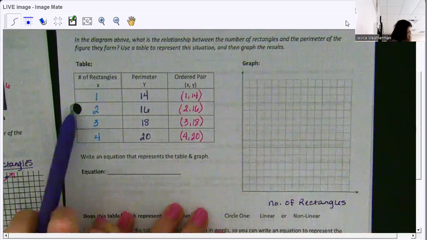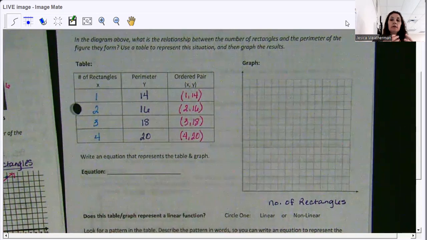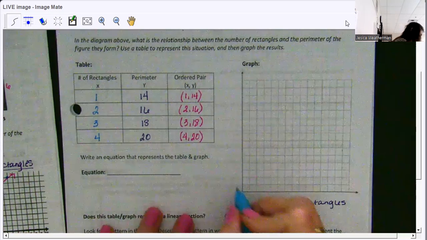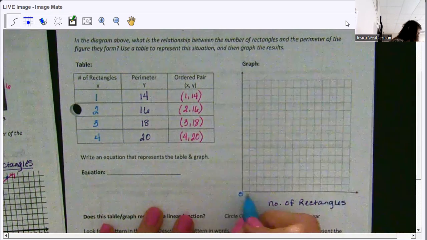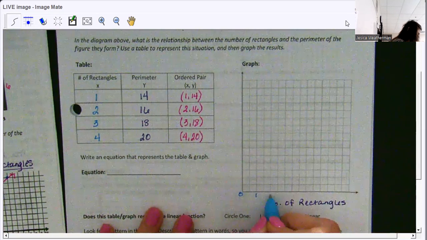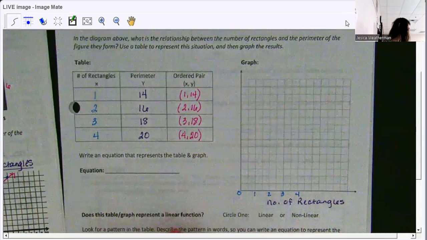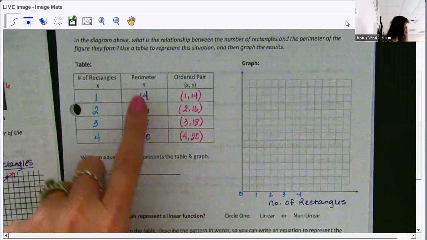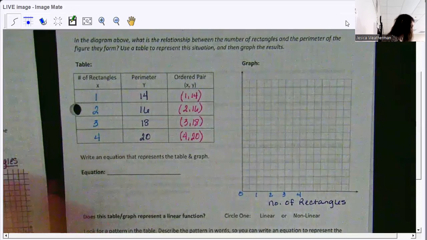And then notice our number of rectangles just goes from 1 to 4. A lot of times what I'll do is I will skip a line. If it's not going to use the entire side of the X axis, I'm going to skip a line and put 1, skip a line, put 2, 3, 4. Okay. And then our Y axis is the perimeter, and we go all the way to 20. We'll need to figure out our increments for that, but let's label it perimeter.